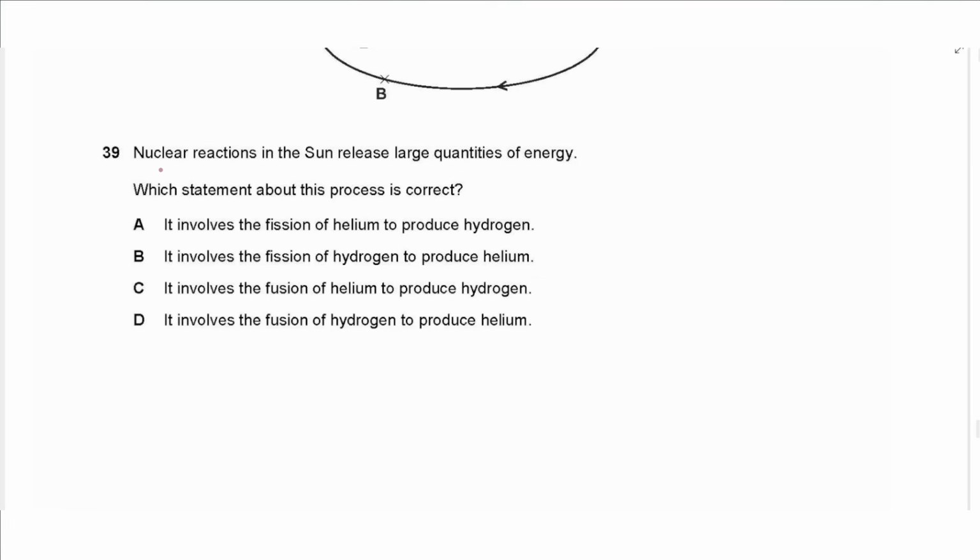Question 39 says nuclear reactions in the sun release large quantities of energy. Which statement about this process is correct? It involves fission, no. It involves fusion, not from helium to hydrogen. It's from hydrogen to produce helium, so the answer is D.